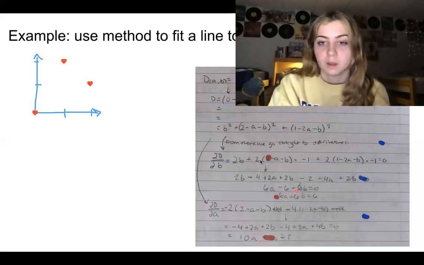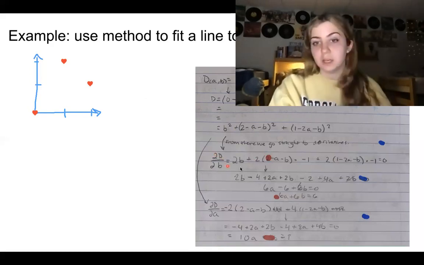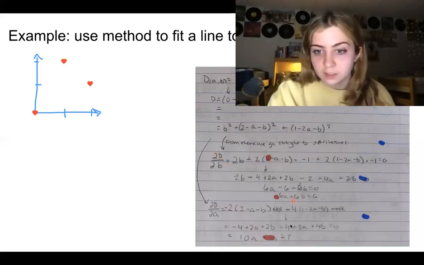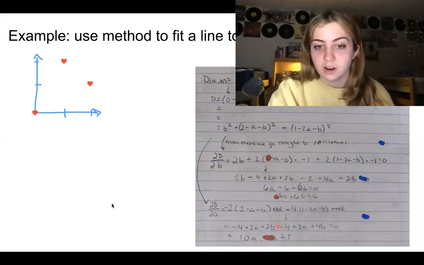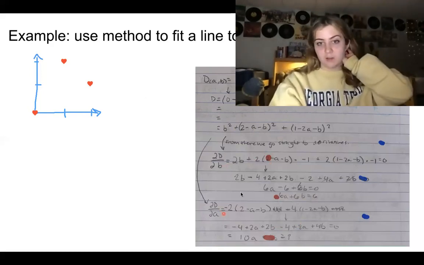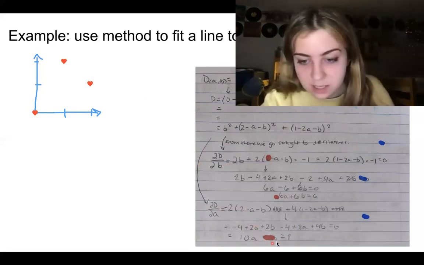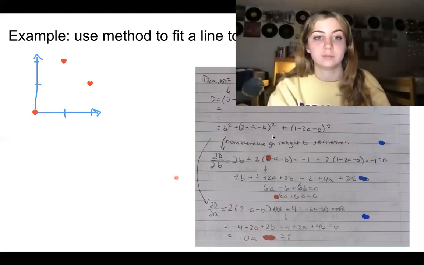So here I took the partial derivative with respect to b, and as you can see, we went down calculating, and got 6a plus 6b equals 6. And then here I did the partial derivative with respect to a with this same equation up here, and got 10a plus 6b equals 8.